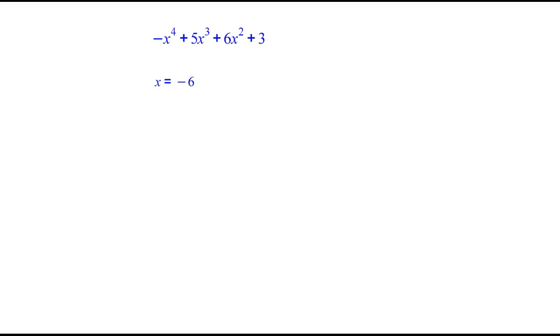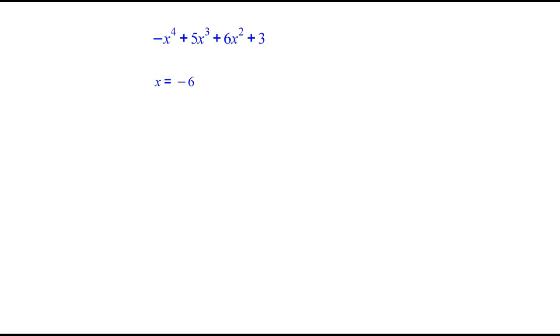All right, so somebody asked me to make a video about synthetic division, so I had to go back into the memory banks a little bit and do this. So here's the sample problem I received. It's negative x to the fourth plus 5x cubed plus 6x squared plus 3. And we're trying to test x equals negative 6 as a solution.